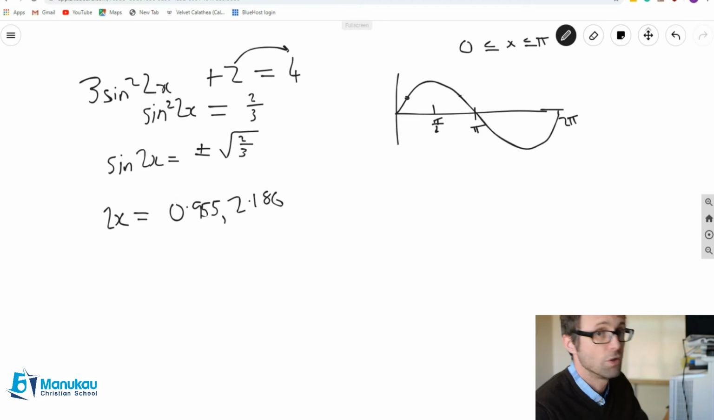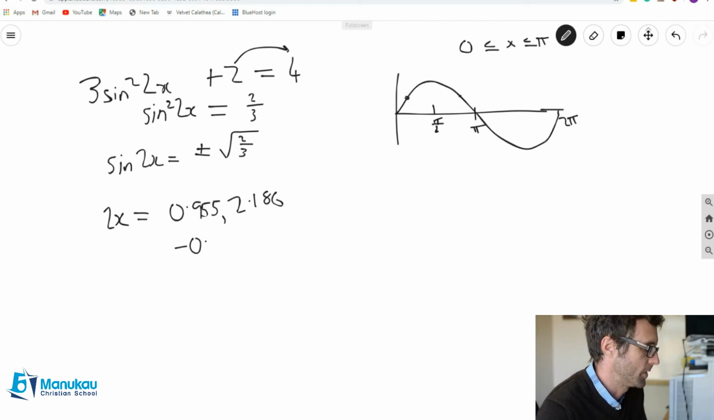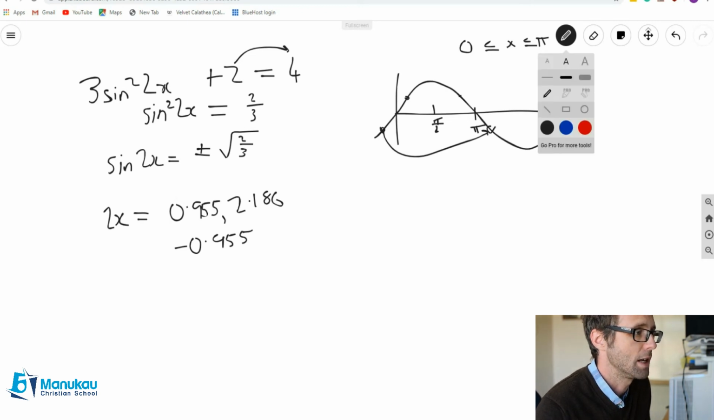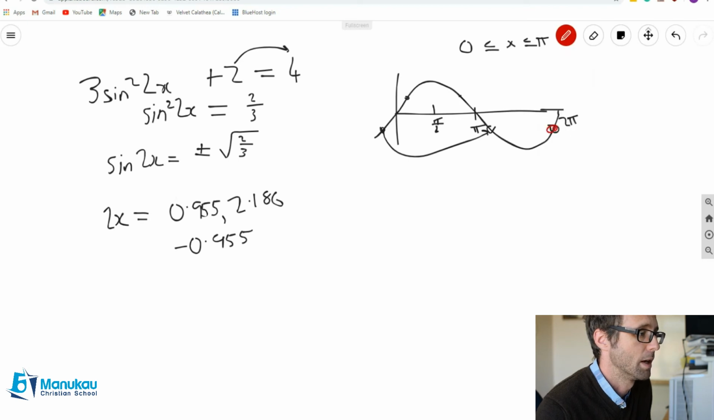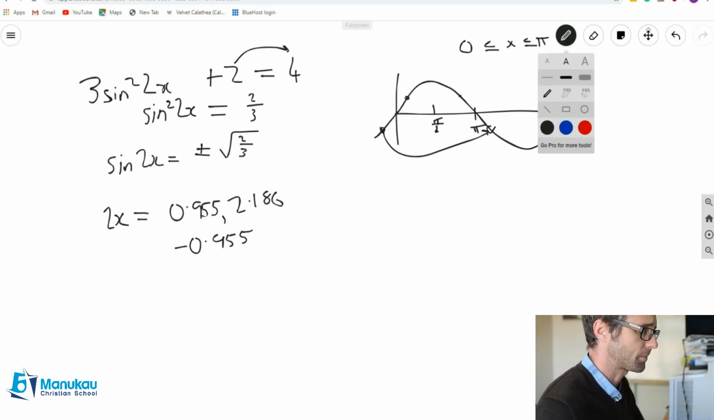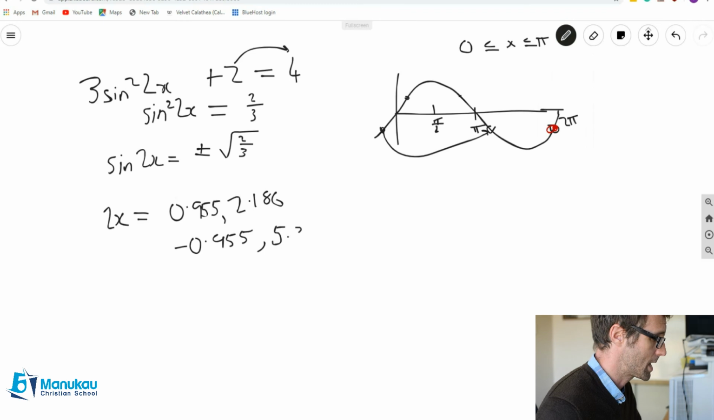Now, the next step is to use our calculator to find our negative square root. So inverse sine of the negative square root of 2/3. For this one, I'm getting negative 0.955. So I'm just going to extend my graph a little bit, and that's over here. You can see that there will be 2 values in the range, one here and one here. To get the one that I'm putting a red circle around, we're just going to simply add 2 pi to negative 0.955. If I add 2 pi to that, I'm going to get 5.328.